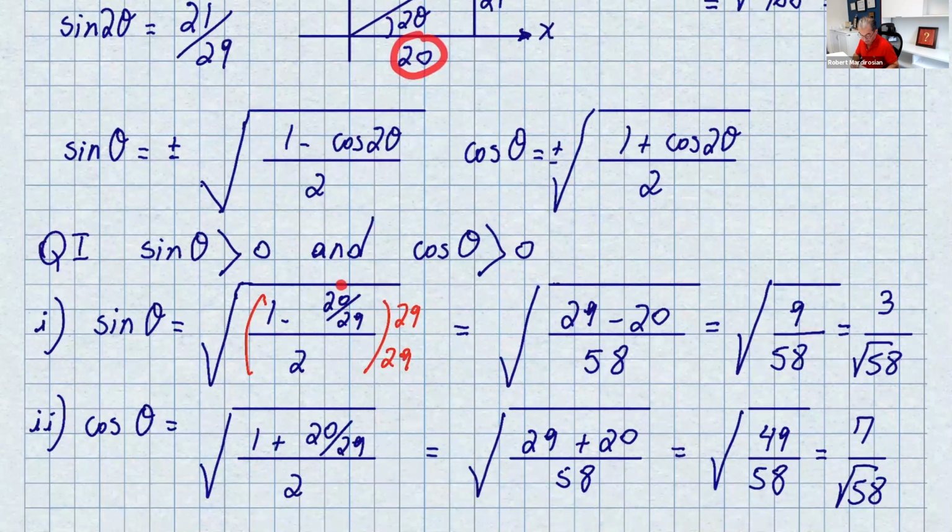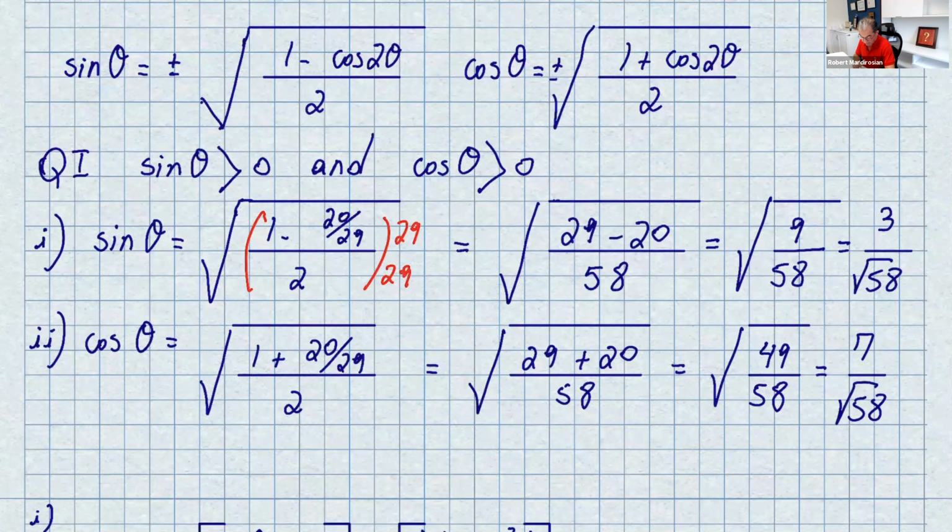You can substitute here and divide by 2. How do you simplify that? You can multiply that fraction's numerator and denominator by 29. 29 times 1 is 29, and 29 times 20 over 29, the 29 is canceled. You're left with 20. 29 times 2 is 58. You get square root of 9 over 58. Square root of 9 is just 3, so it's 3 over square root of 58.